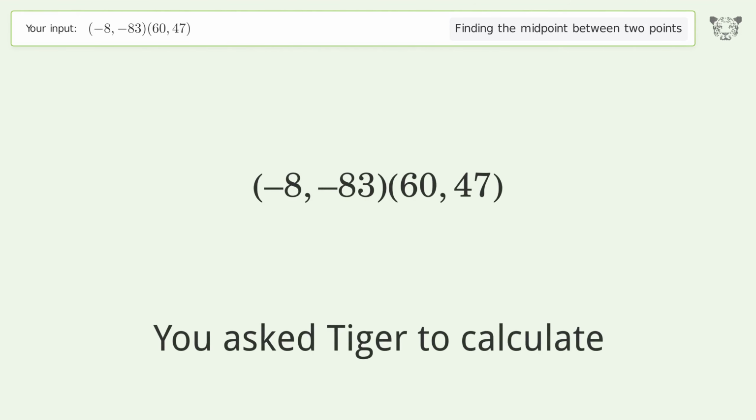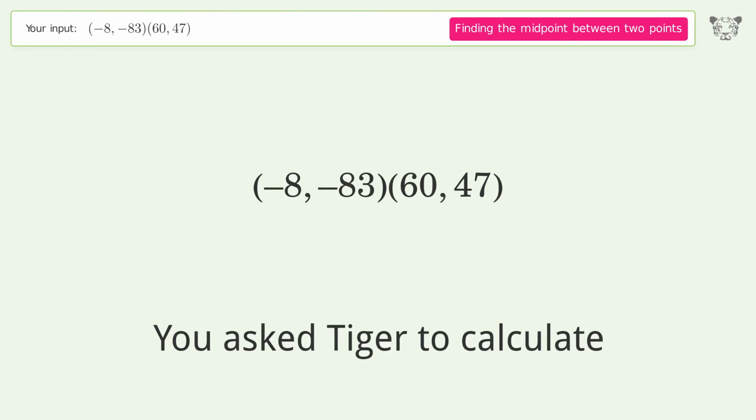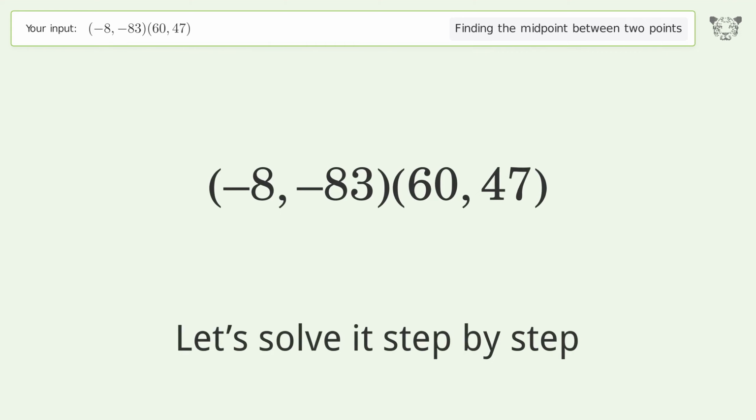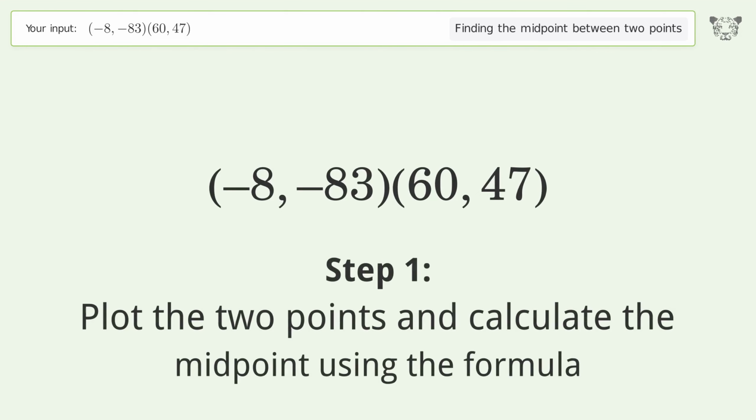You ask Tiger to calculate. This deals with finding the midpoint between 2 points. The midpoint between the 2 points is 26, -18. Let's solve it step by step. Plot the 2 points and calculate the midpoint using the formula.